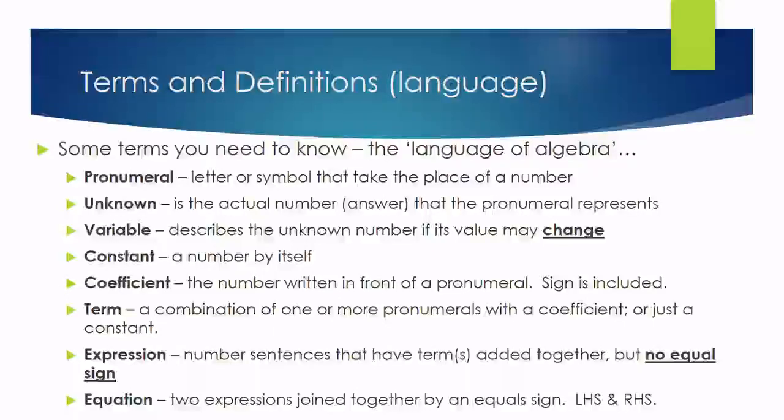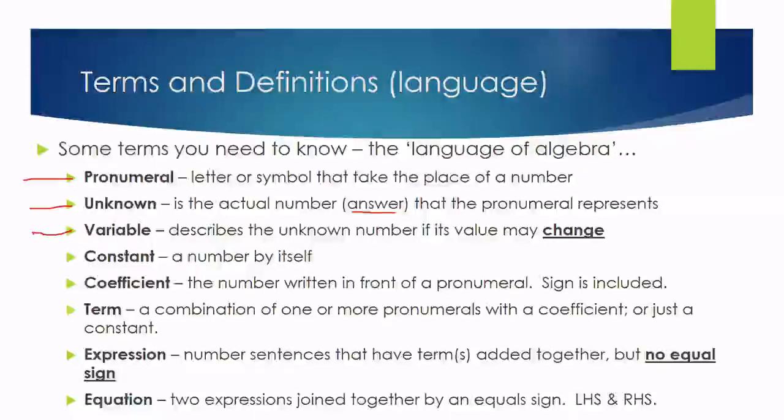We start with something called a pronumeral, and you may have heard of this one before. It's a letter or symbol that takes the place of a number. You may have heard of the word unknown. For example, we might ask you to solve to find the unknown. It's the actual number or the answer that the pronumeral represents. So for instance, in week 3, we'll be solving equations. That answer, when we solve the equation, actually gives us the value of the unknown.